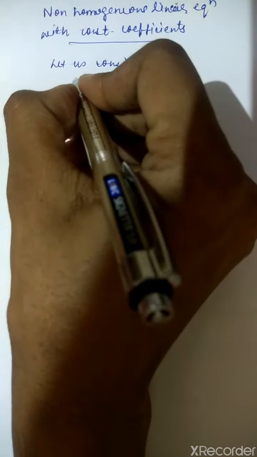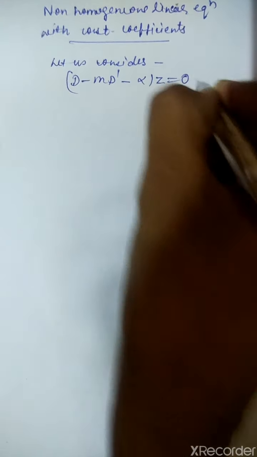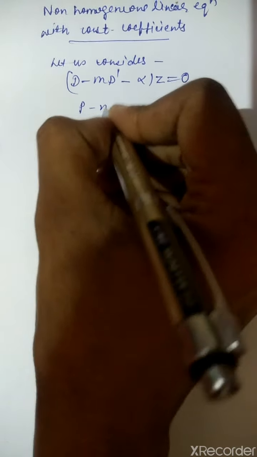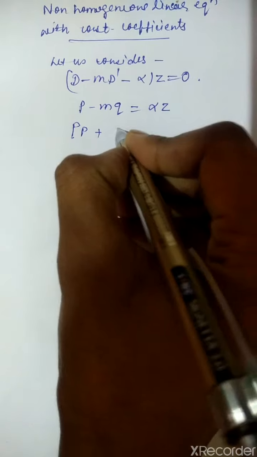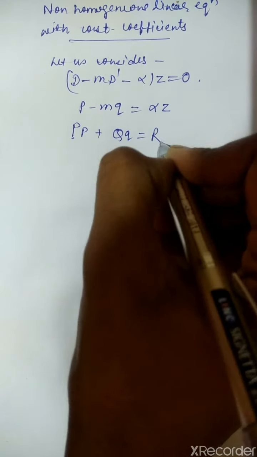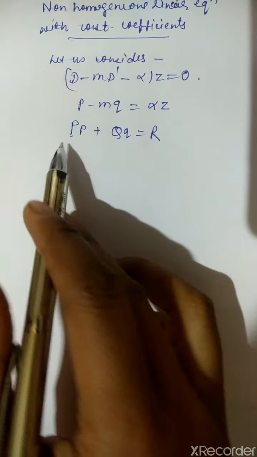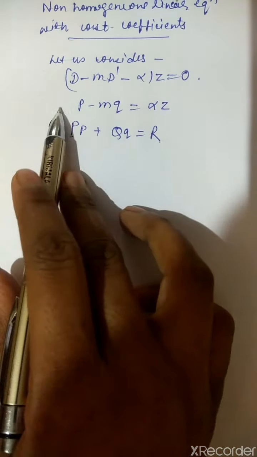an equation of the type (D - mD' - alpha) z = 0. Fine. So this is of the type p - mq = alpha z. And the form of this equation is like Pp + Qq = R, and this is the Lagrange's equation. So here we use this equation to solve this differential equation.